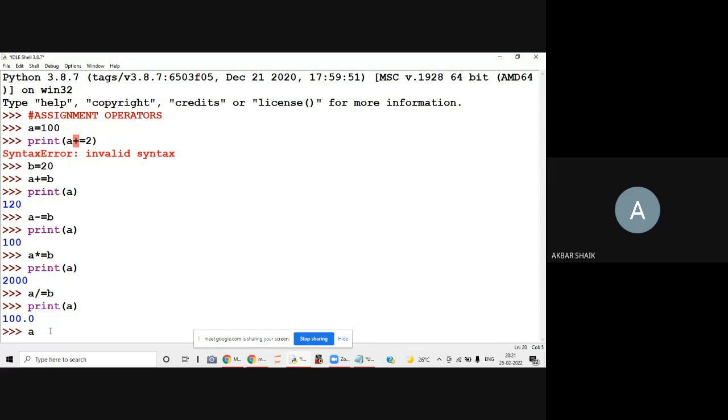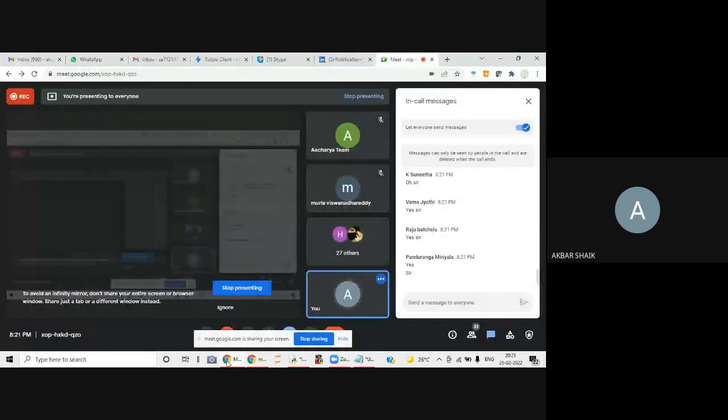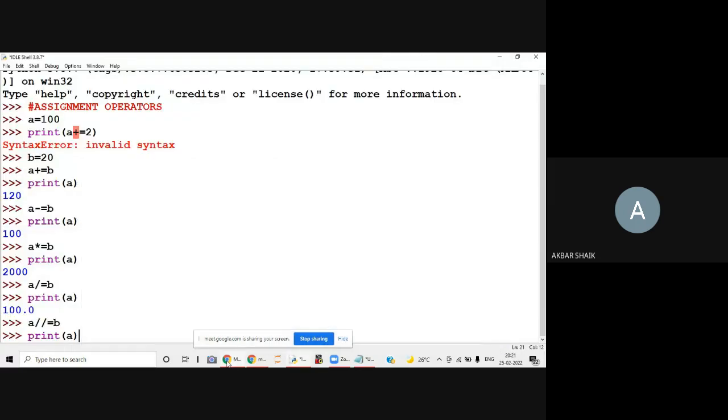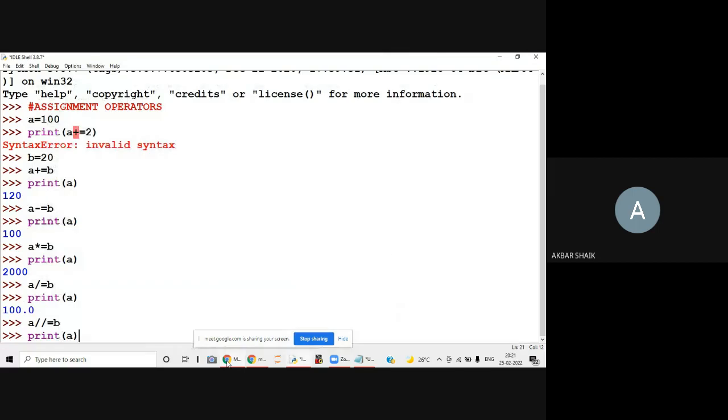A double slash equals B. Please observe this and tell me the answer. A double slash equals B. Now I want to print the A value. Please type it in the chat box. Tell me what is the A value after floor division assignment. Yes, somebody has responded with 5.0.